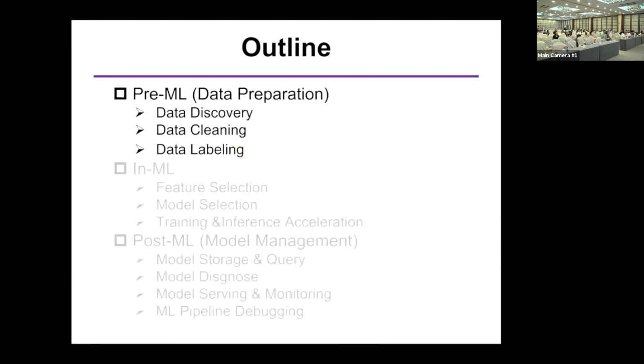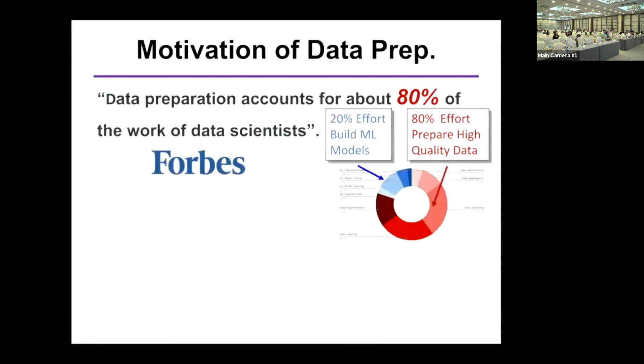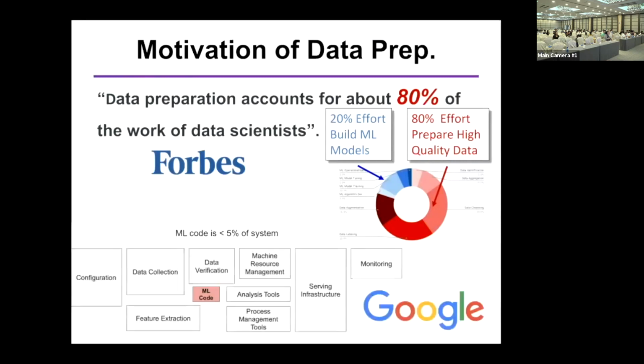We first talk about data preparation. As reported by Forbes, data preparation accounts for about 80% of the work of the data scientist. Also, as discussed by Google, machine learning code is less than 5%, and other parts include the data collection, feature extraction, serving infrastructure, or monitoring.